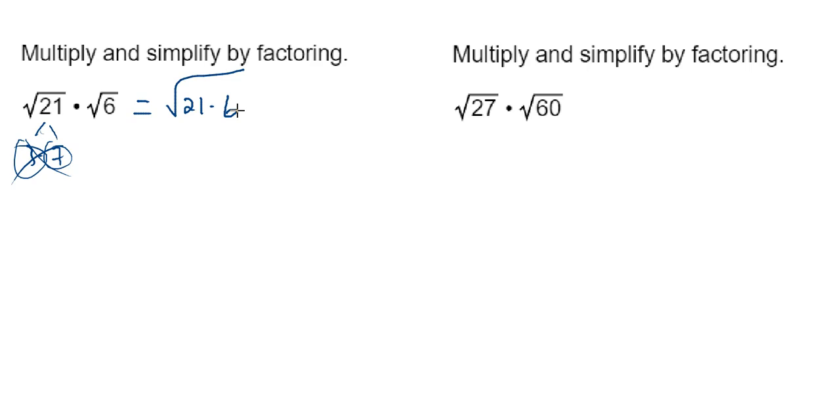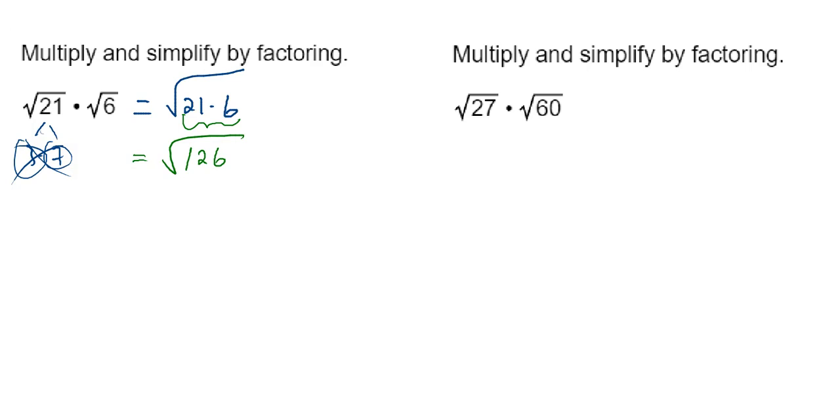So instead of splitting a single square root up into two, we're taking two square roots and combining them back together into one. All right, so now we can multiply these together. So 21 times 6 is going to be, I think it's 126. Let me think about that. So 6, yeah, 126. All right, so we have the square root of 126.